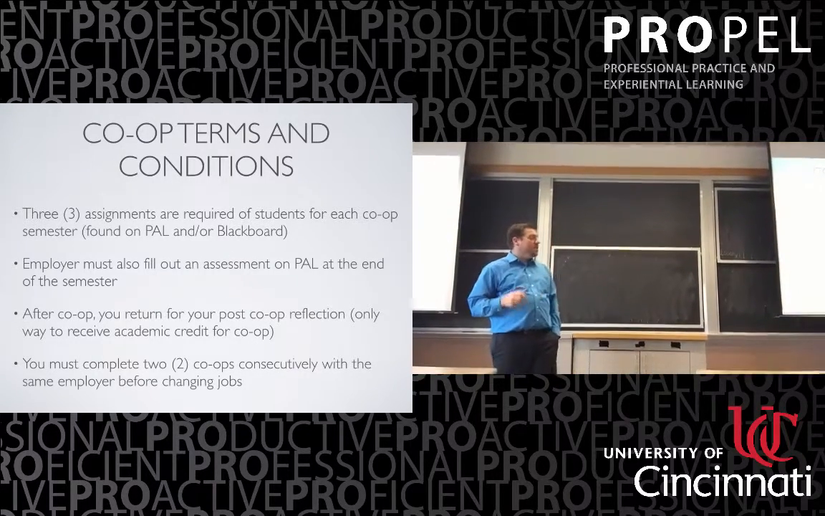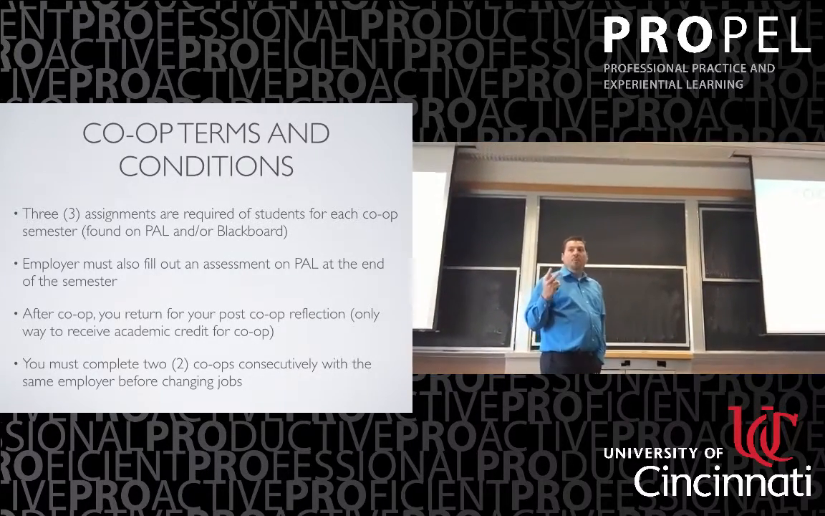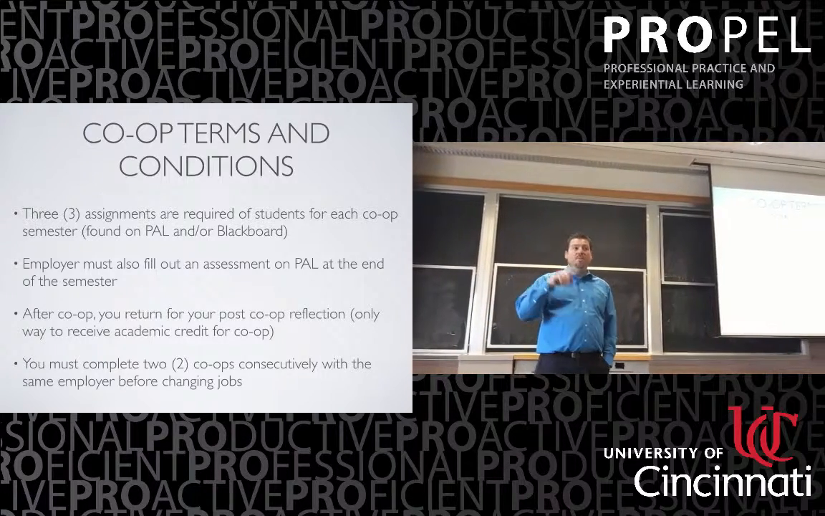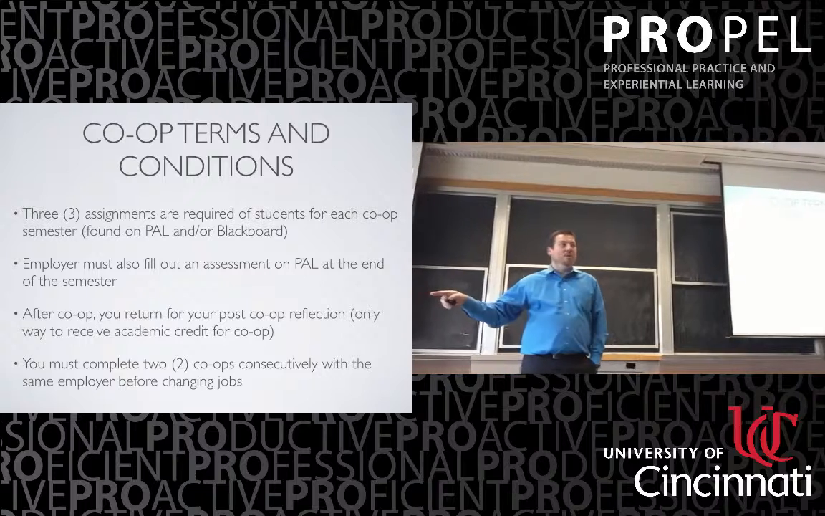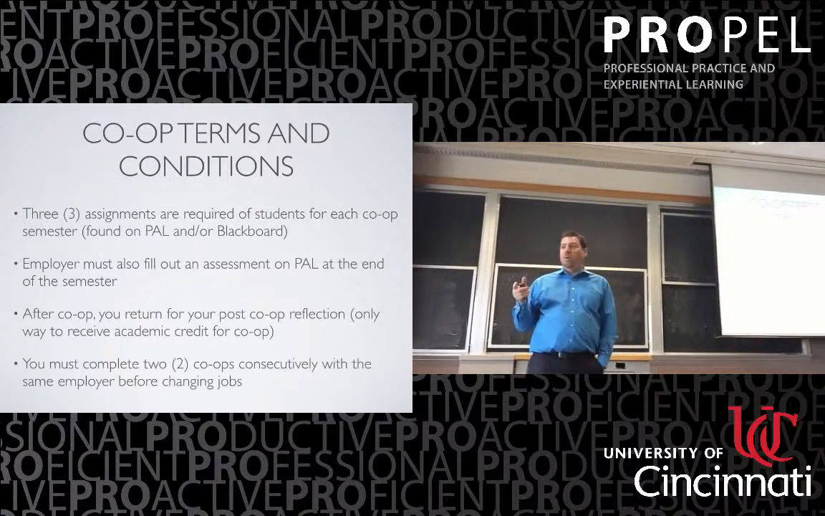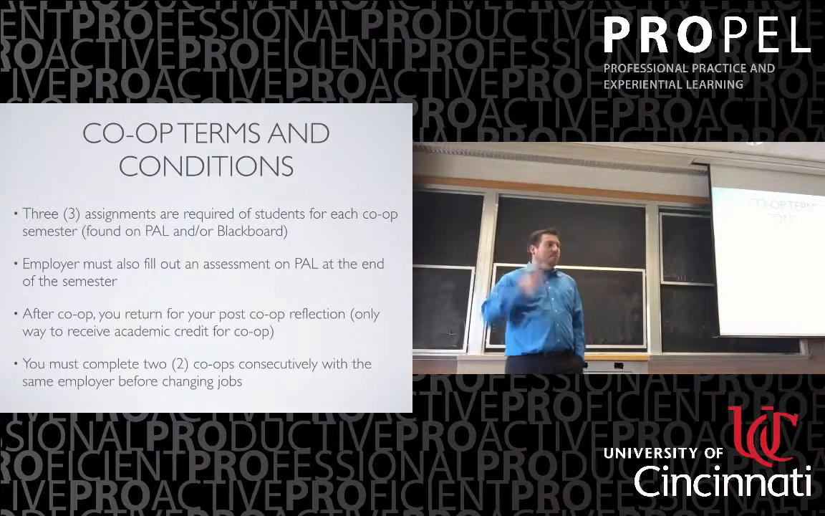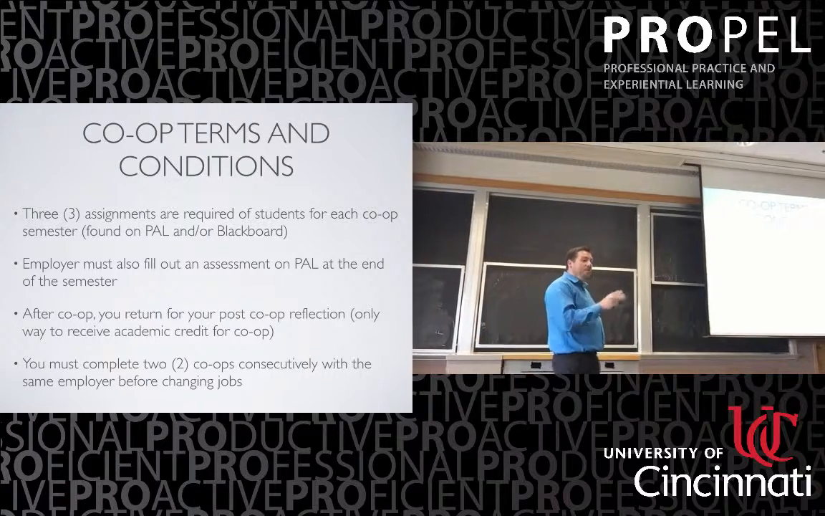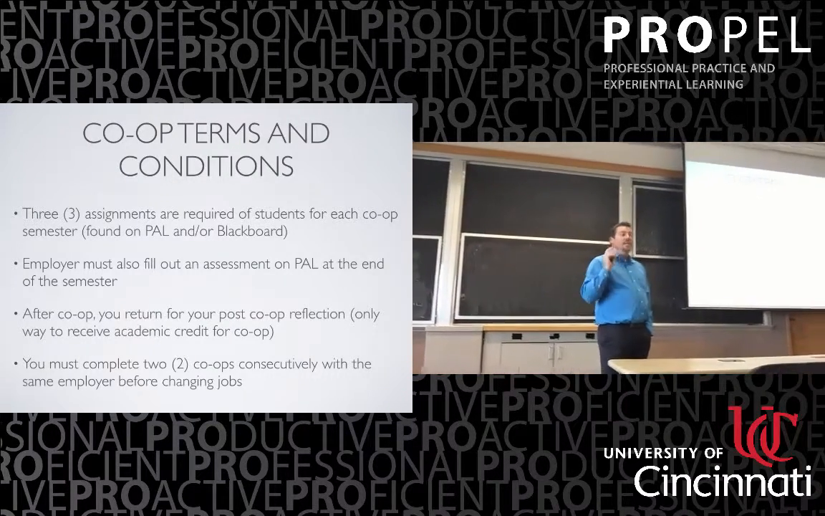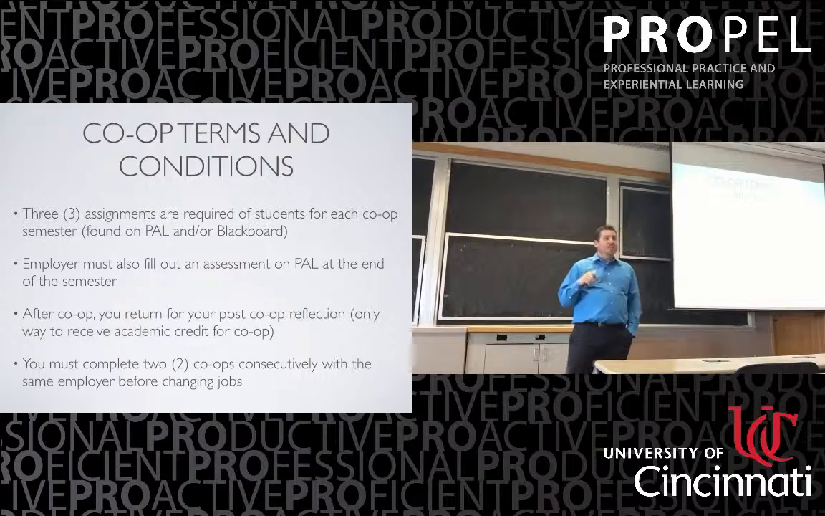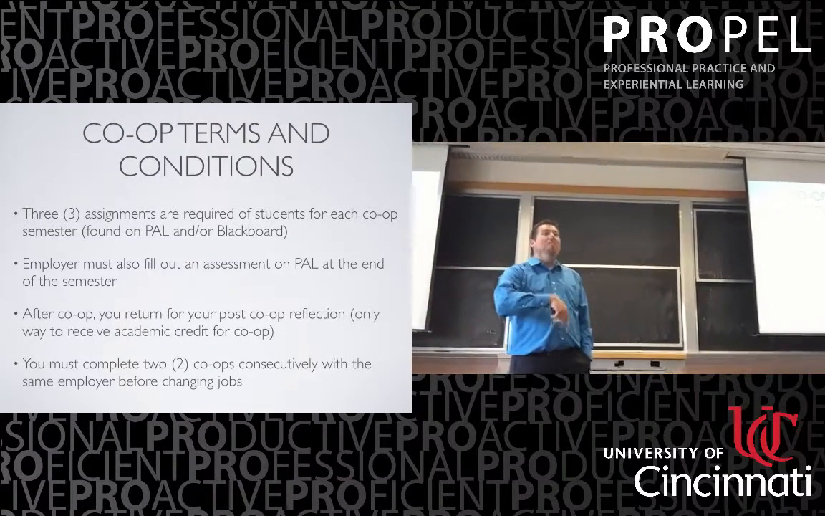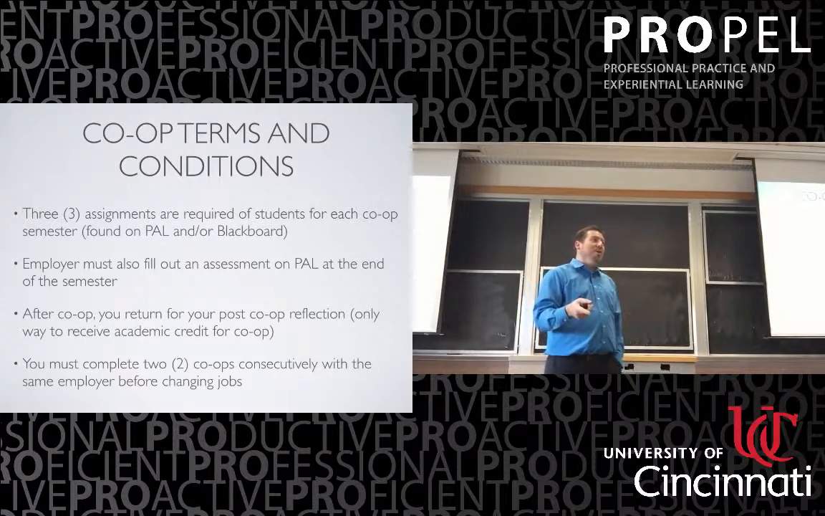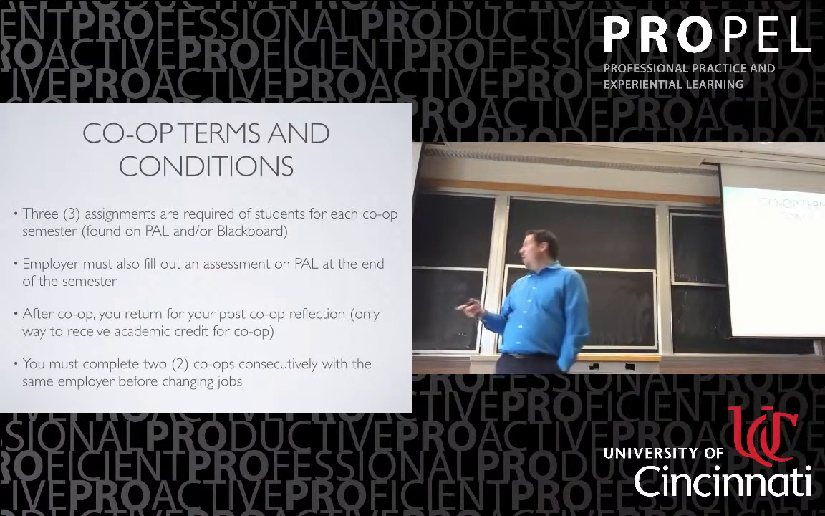Some terms and conditions, things you need to know. You have 3 reports when you're on PAL: the beginning of the semester, the middle of the semester, the end of the semester. Do not wait to the end of the semester to do all 3 reports. A, it will take you forever, and you will curse my name and your name and everybody else's name. Don't do that. Fill them out when you get them, okay? Second, an employer fills out an evaluation of you. You are not penalized if an employer doesn't do an evaluation of you, but it's really important that an employer does an evaluation of you. So make sure that they do that, okay?